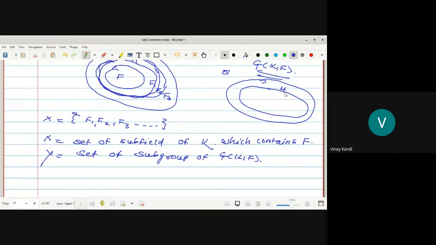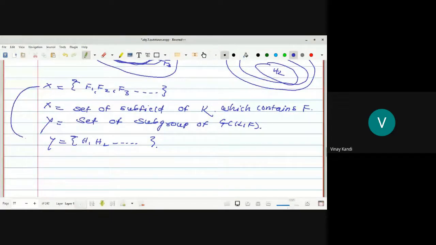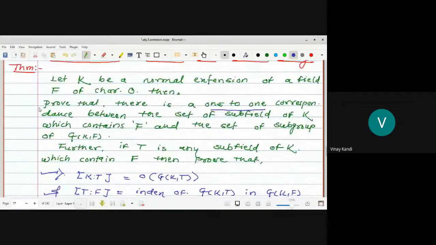Here H is a subgroup of GKF. Suppose this is H1, this is H2, each a subgroup of GK. So Y contains H1, H2 and so on, finite or infinite, I don't know. Now we have to show that there exists a mapping between this set X and Y which is one-one and onto. This is the first thing. Any doubt in the first part? Okay, now the proof.